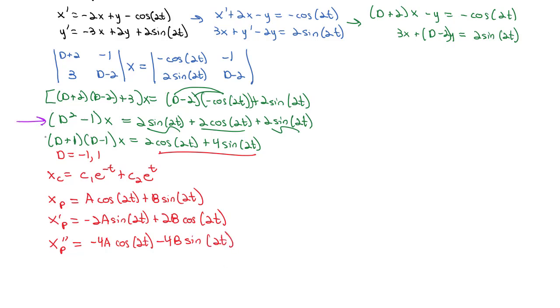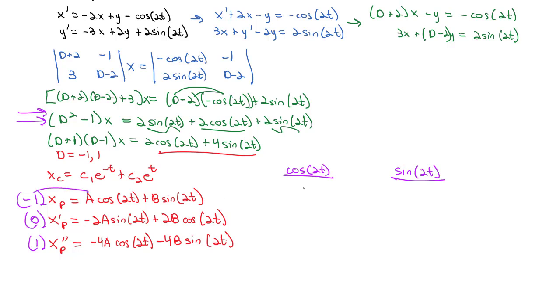Looking at this function where we had the d squared minus 1, I remember that d squared means a second derivative, so I have one second derivative. I have no d's, so there's no first derivatives, and I have negative 1 of just the regular x's. We can put that together and multiply out, and that'll give us some cosine of 2t terms and some sine of 2t terms.